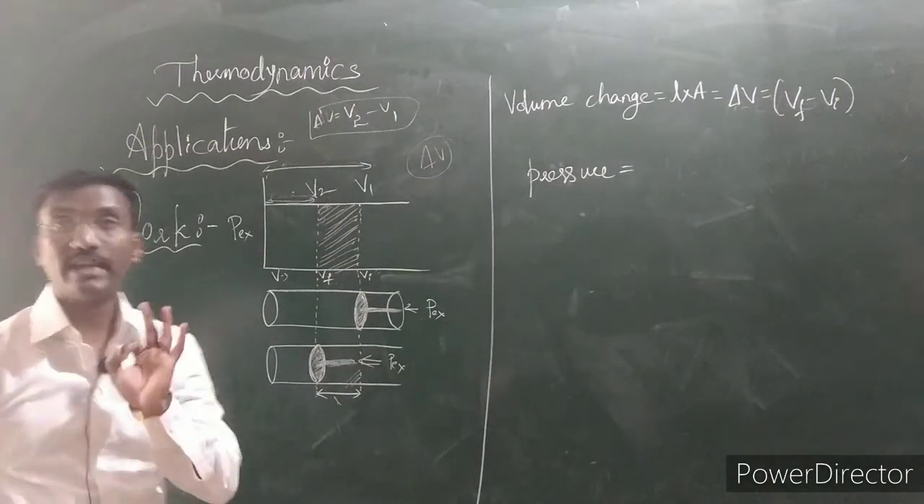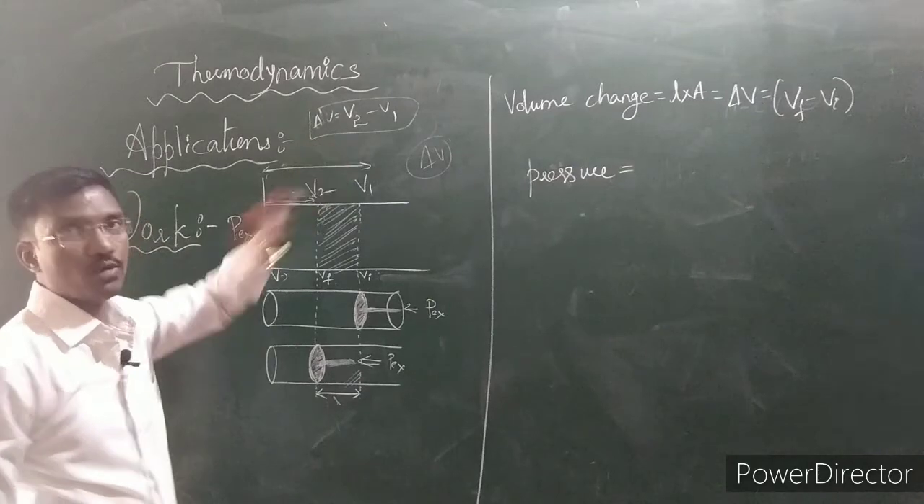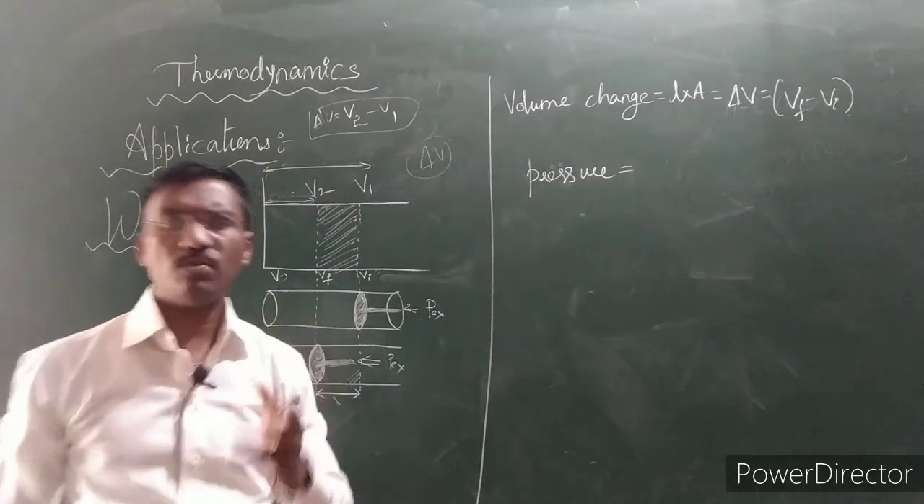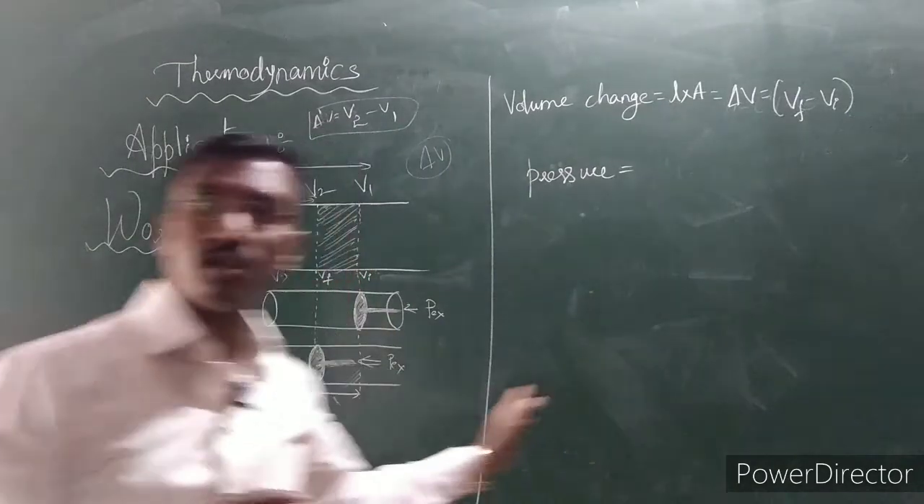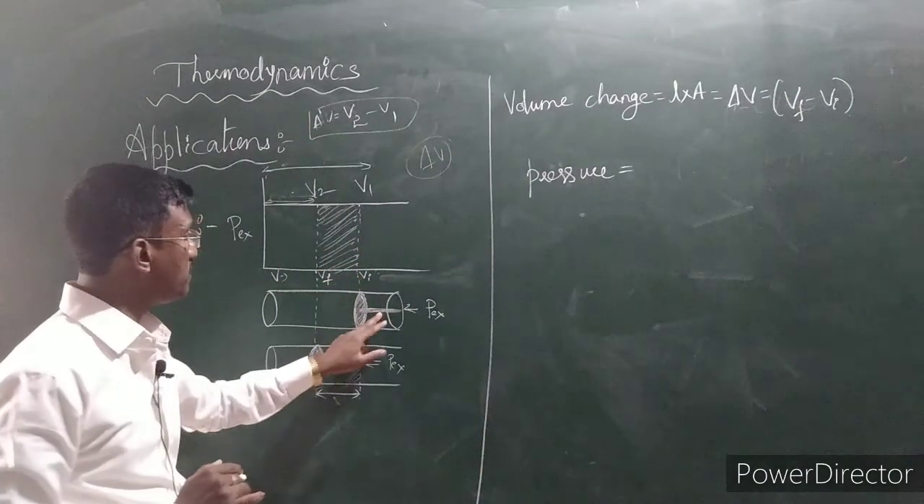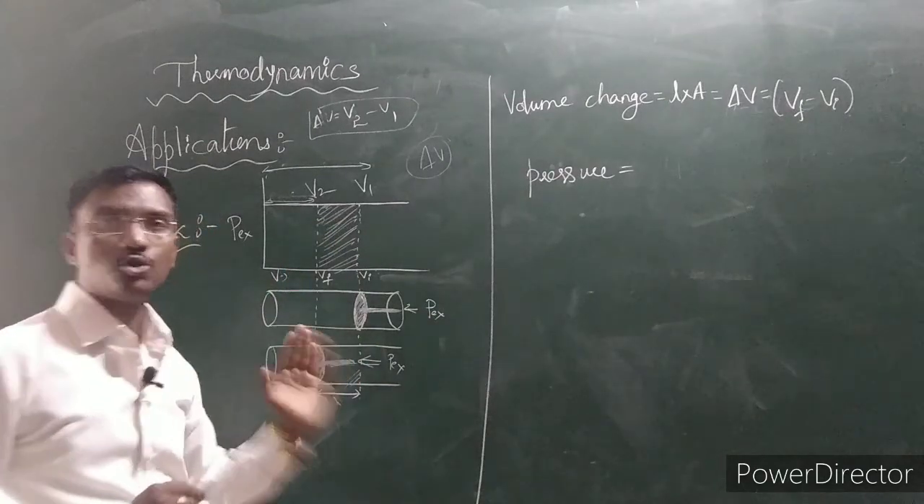Delta V becomes negative. For that reason, delta V is negative here, but we are not supposed to get a negative value. Why? Because the main focus is work done. Here, doing the work on the system means the piston is working by external force on the system, so the work done should be positive.